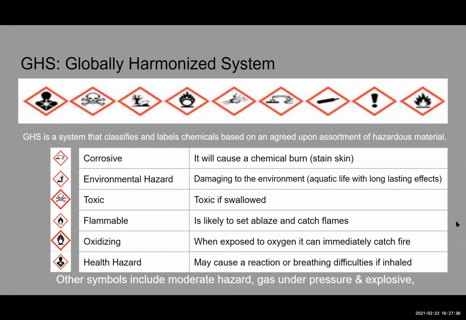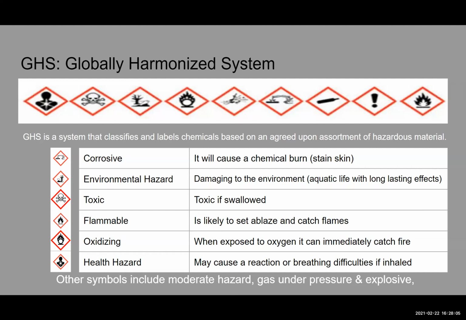When beginning to conduct an experiment, there's a lot to learn about what symbols are on substances. GHS is a system that classifies and labels chemicals and their hazards. This is based on an internationally agreed upon standard managed by the United Nations. Here are a list of possible hazards: corrosive, environmental hazard, toxic, flammable, oxidizing, and health hazard.